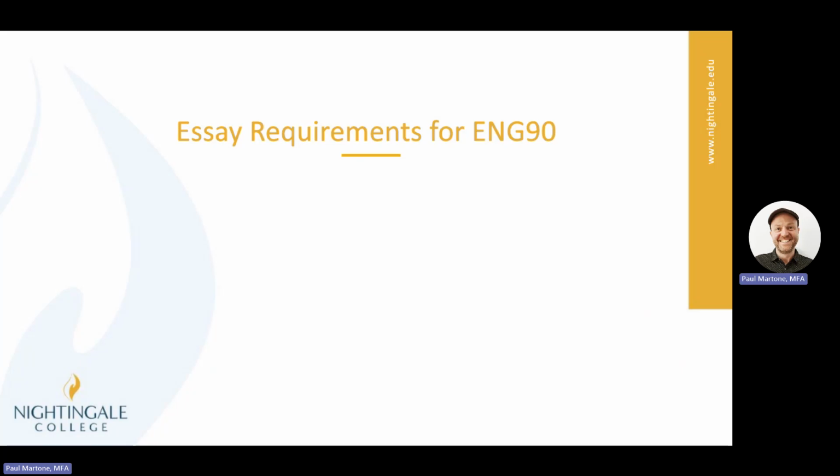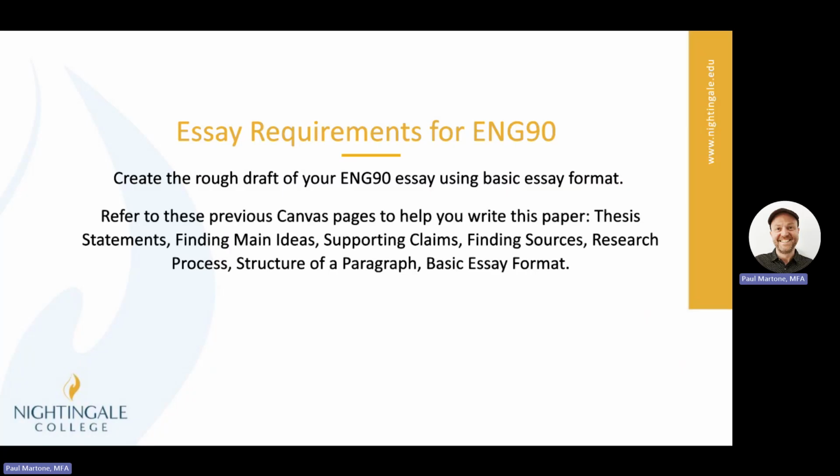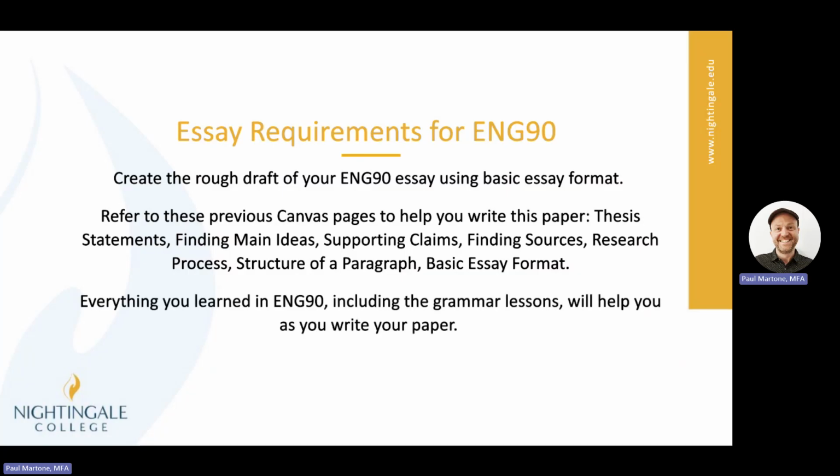Rough drafts are a crucial step in the writing process because they give you something to work with and improve upon. Okay, now let's talk about the specific essay requirements for English 90. Create the rough draft of your English 90 essay using basic essay format. Refer to these previous Canvas pages to help you write this paper. Thesis statements, finding main ideas, supporting claims, finding sources, research process, structure of a paragraph, and basic essay format. Everything you learned in English 90, including the grammar lessons, will help you as you write your paper. Take what you've learned and apply it as you write.